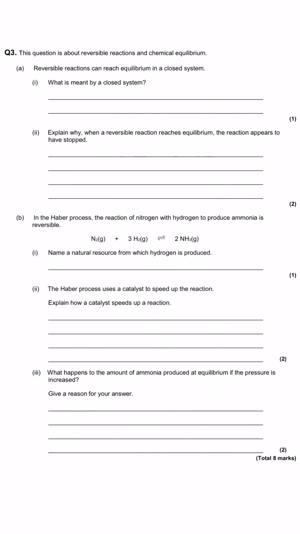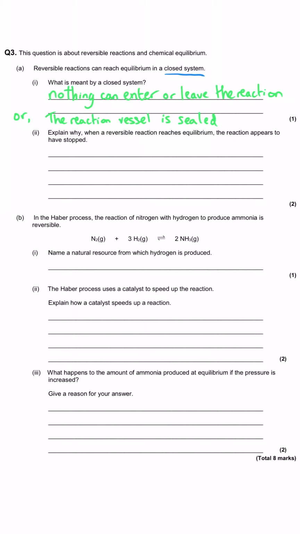This next question moves on to a different reversible reaction, but we explore a number of the same themes. So it says here, reversible reactions can reach equilibrium in a closed system, and what is meant by a closed system? As we've already explored, a closed system is one where nothing can enter and nothing can leave the reaction vessel. Or alternatively, you could just simply say the reaction vessel is totally sealed.